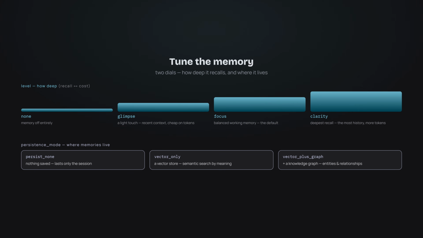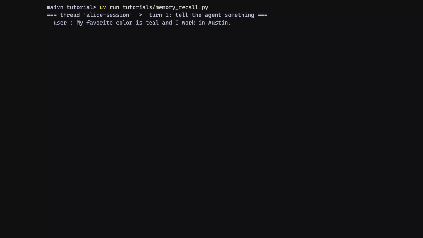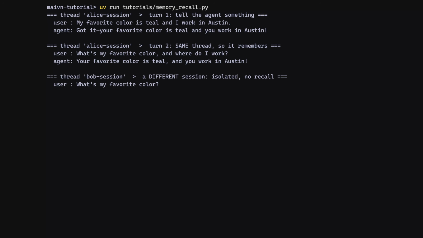On top of those two dials, summarization keeps long histories compact, and the agent can extract skills it's learned and insights about the user. So memory gets richer the more you talk. Let's see it. On Alice session, turn 1, the user says their favorite color is teal and they work in Austin. The agent acknowledges. Turn 2, same thread ID. We just ask, what's my favorite color and where do I work? And it answers, teal, Austin, pulled from the thread's memory.